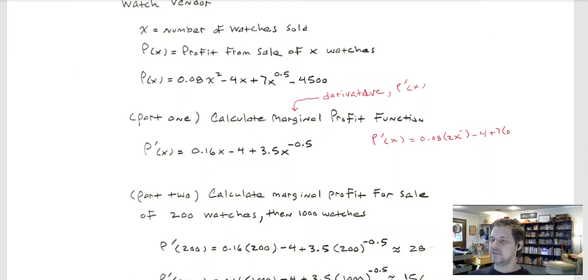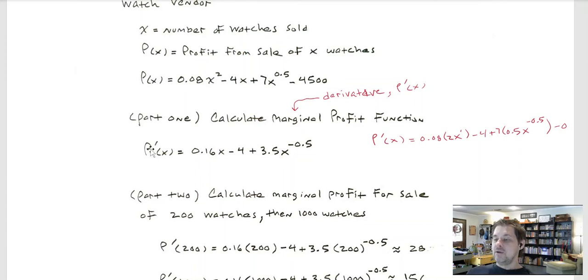The derivative of negative 4x is negative 4, and 7x to the power 0.5 is going to be 7 times, bring the 0.5 down, 0.5x, then I do 0.5 minus 1. Again, that's the rules, and you need to go back and study the rules if you're not familiar with them. The derivative of any constant, 4,500, is 0. So I get this, and that leads to my final answer. 0.08 times 2 gives me the coefficient 0.16x minus 4. And then 7 times 0.5 is 3.5 times x to the negative 0.5 power. That's our marginal profit function.